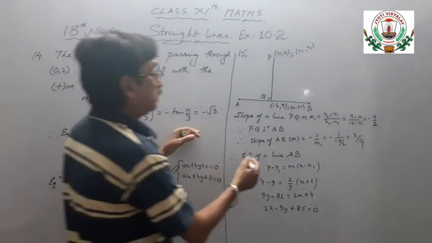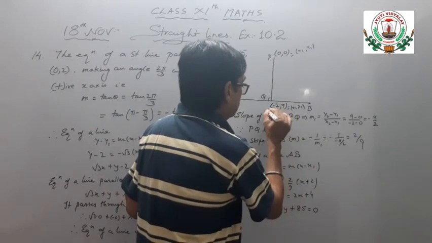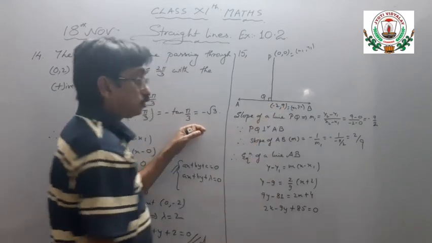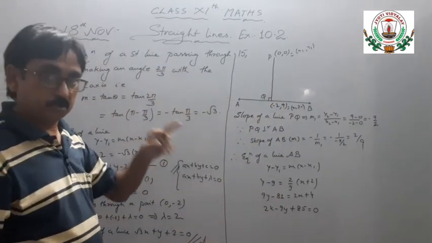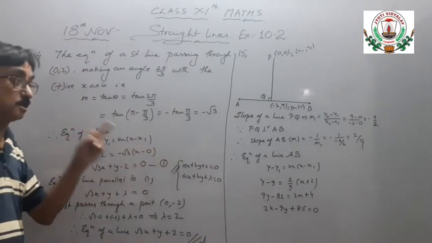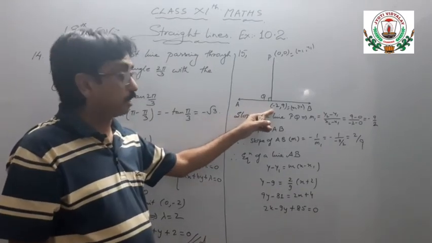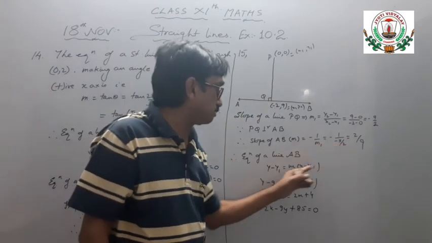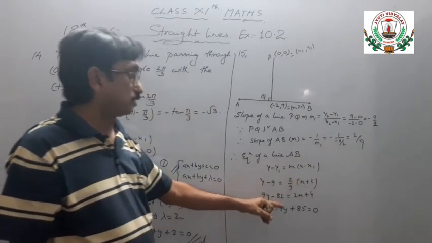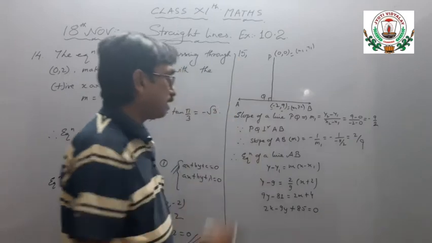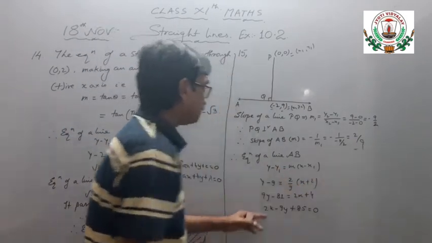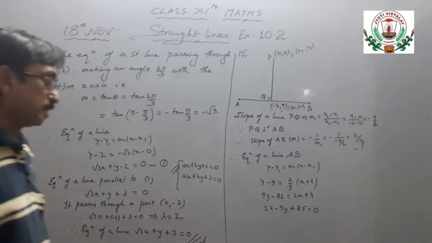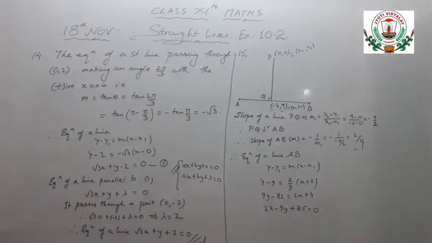So therefore the equation of the line AB, whose passing point is (x1, y1) equal to (minus 2, 9), because we are finding the equation of the line AB and the point passing through AB is (minus 2, 9). So y minus y1 equals the gradient 2 by 9, m, into (x minus x1). After substituting the values of x1, y1 and the gradient m as 2 by 9, we get the required equation of the line: 2x minus 9y plus 85 equals 0.